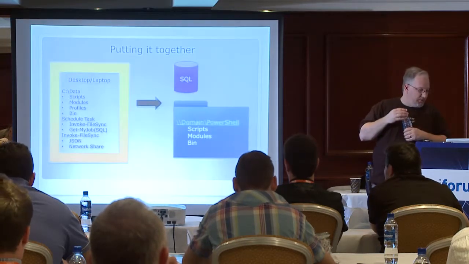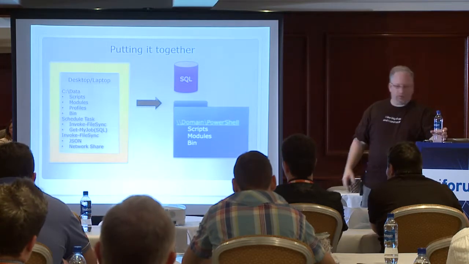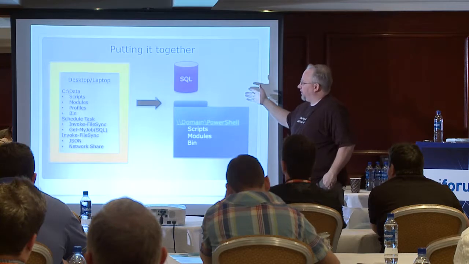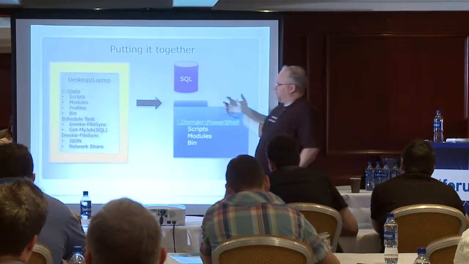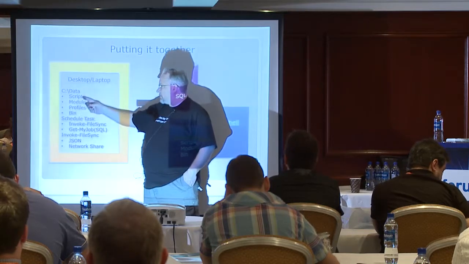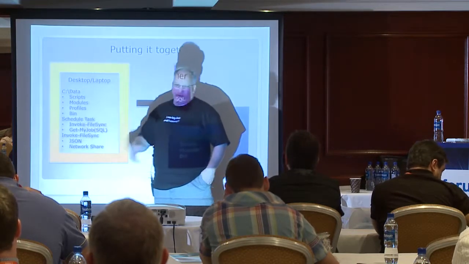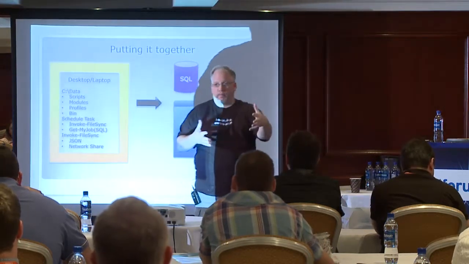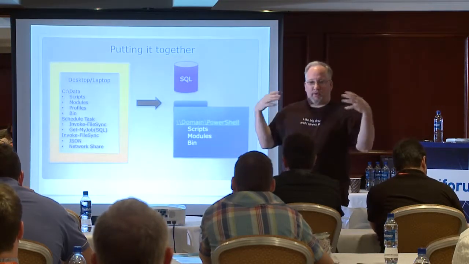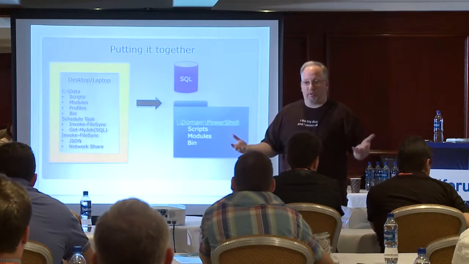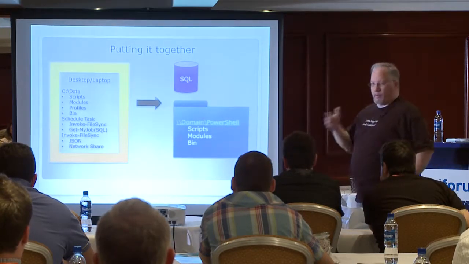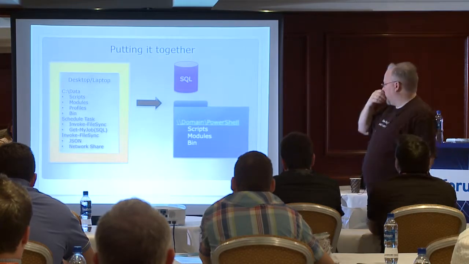Before we go into the script analytics stuff, just to give you an idea of what it looked like. On our desktops and laptops, we had a folder called C Data. It had scripts, modules, profiles, and bin. Bin is for stuff like Robocopy or grep or sed or awk, or anything that we would consider part of our process that we would always want to have on all our desktops. We would put that in bin. All of those would be replicated using Invoke File Sync.